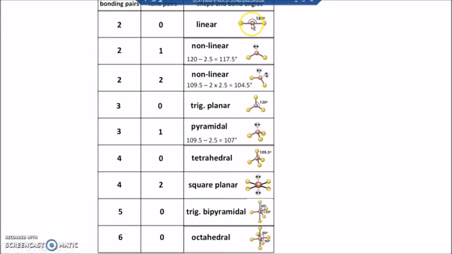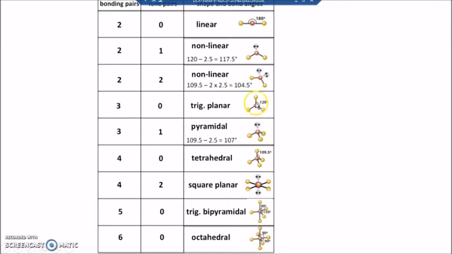Beryllium's in group 2, 2 electrons in its outer shell. Cl's in group 7, wants to gain 1. So you have BeCl2. No lone pairs because beryllium's in group 2, 2 electrons in its outer shell. Both those are used in bonding pairs, and so it's a bond angle of 180. It's linear. Let's have a look at the next one where there's no lone pairs, but with 3 bonding pairs.